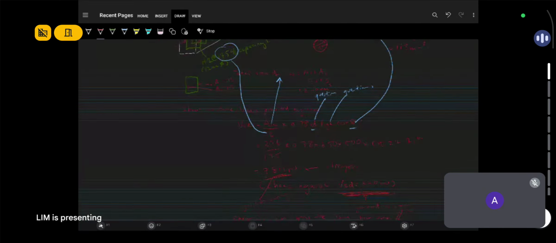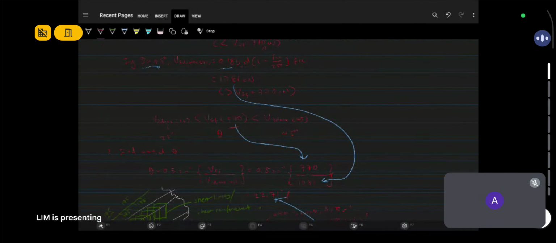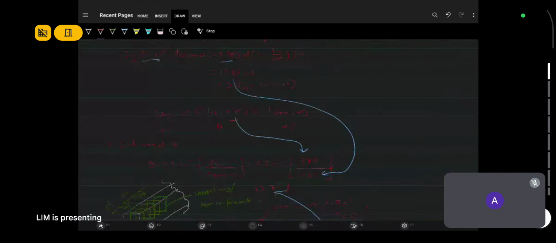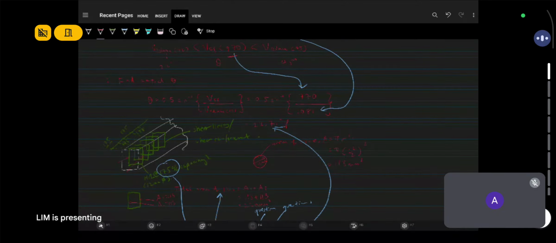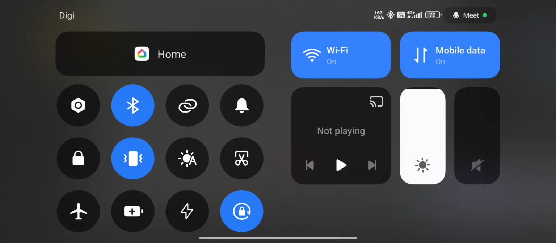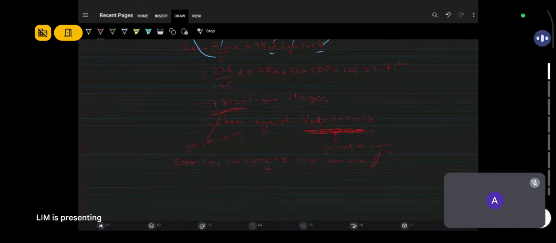Okay. So generally there are two checks we do. The first check is the crushing, to get the angle theta, and then we do the actual shear link check. Okay, to see whether the shear link can carry the load or not. Okay. Now there's a last part of this.